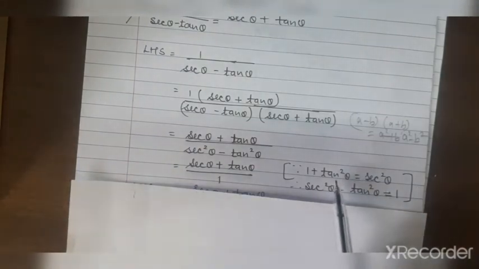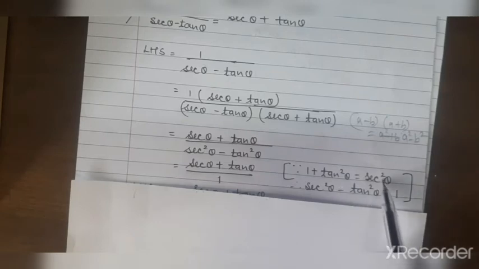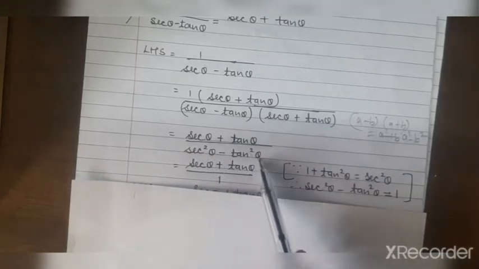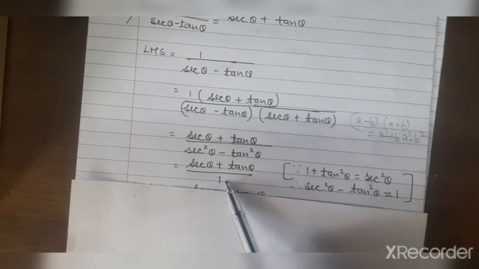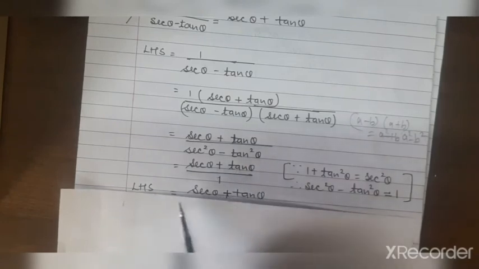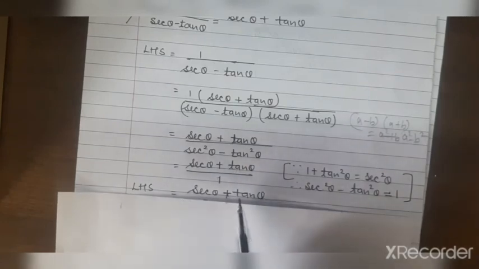Okay, if I shift the tan to the other side, it will become sec square theta minus tan square theta. If I shift this here, it becomes sec square theta minus tan square theta equal to 1. So sec square theta minus tan square theta is 1, which is substituted. And therefore we have 1 upon, the denominator is 1, which means we can write it simply as sec theta plus tan theta. Now this is the LHS we have got.